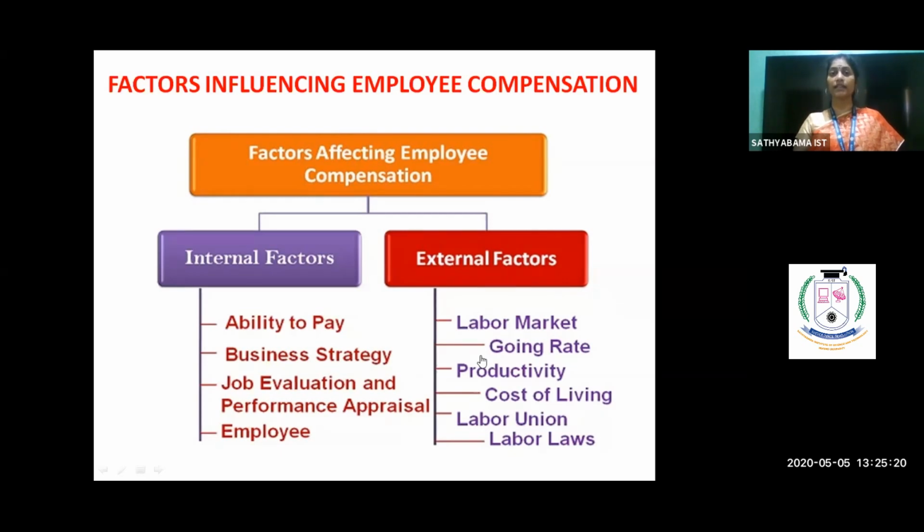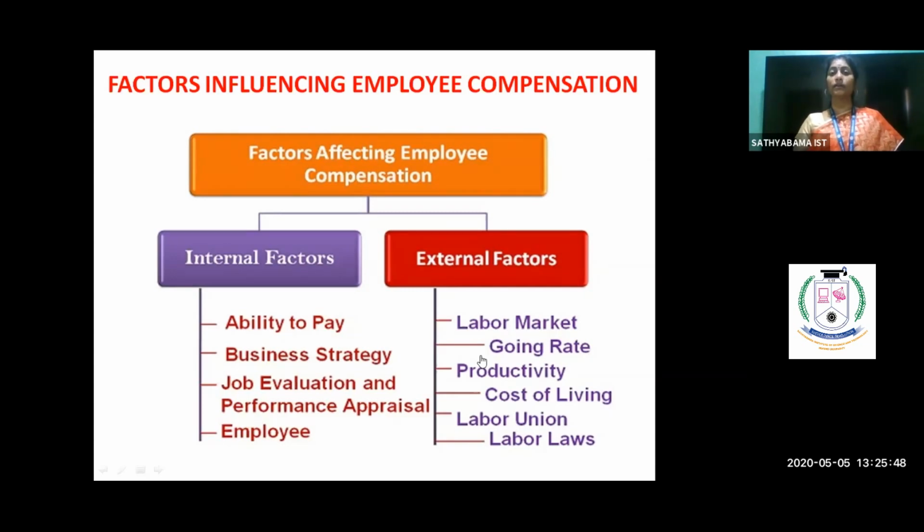Cost of living is like this: employees who live in a metropolitan city and in suburban areas will be analyzed, and to compensate for the cost of living, to help them bear it, they will be given an allowance. So based on that also the salary will be fixed. And then labor union: always the labor union's objective is to bargain for extra benefits and an extra salary percentage or increment in the salary component.